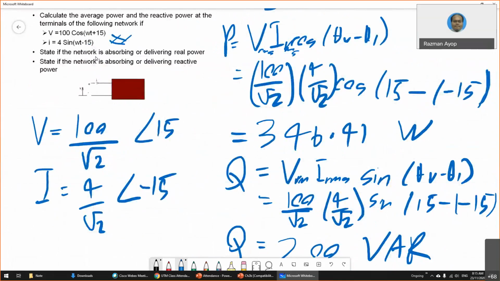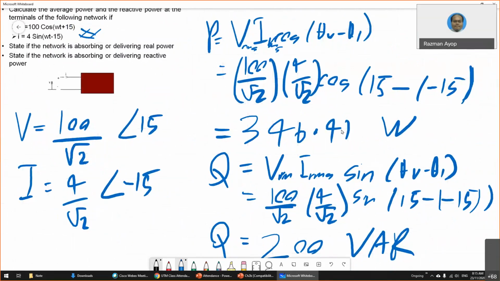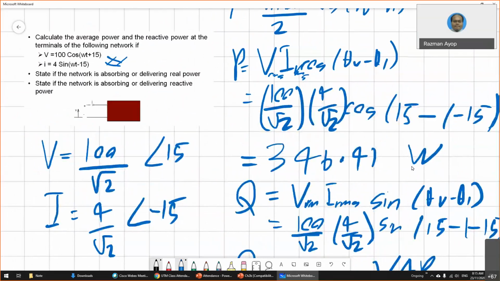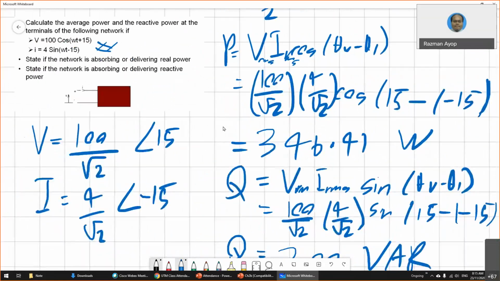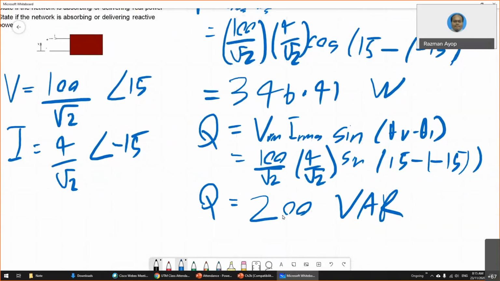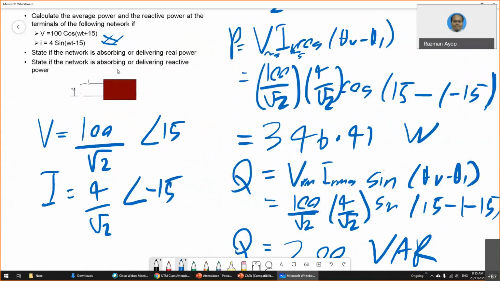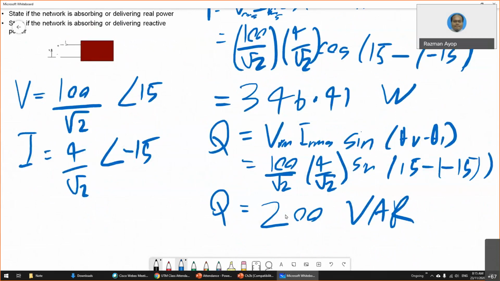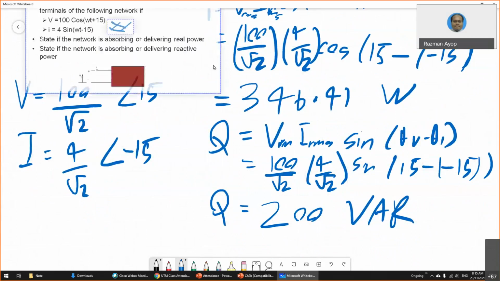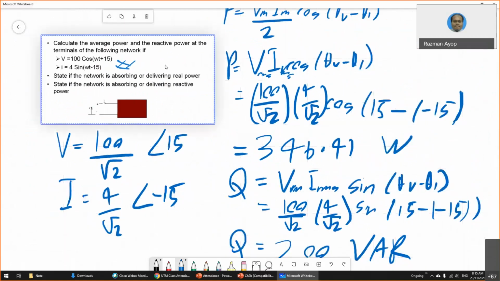State whether the power is absorbed or delivered. If you can see here, P is positive, so real power is absorbed. How about Q? Q is also positive. When Q is positive, it means the reactive power is also absorbed. If Q is negative, it means the power is delivered. So that is the first way to do this.